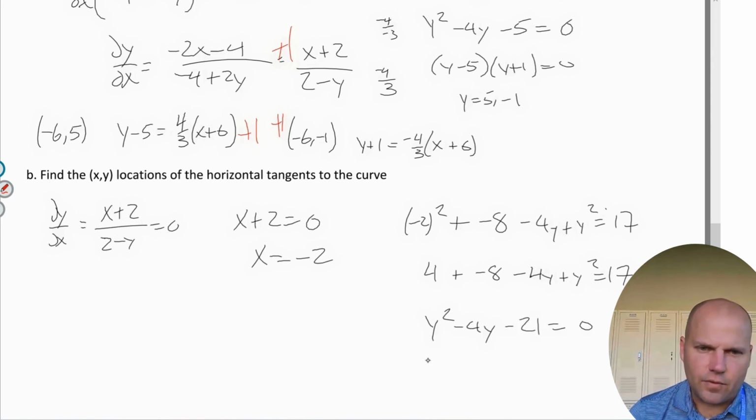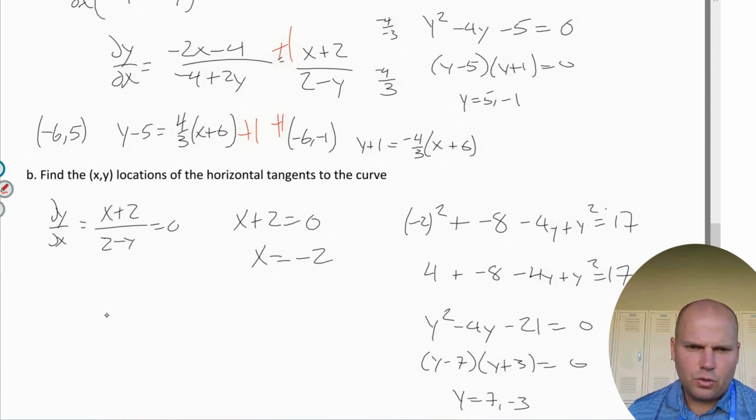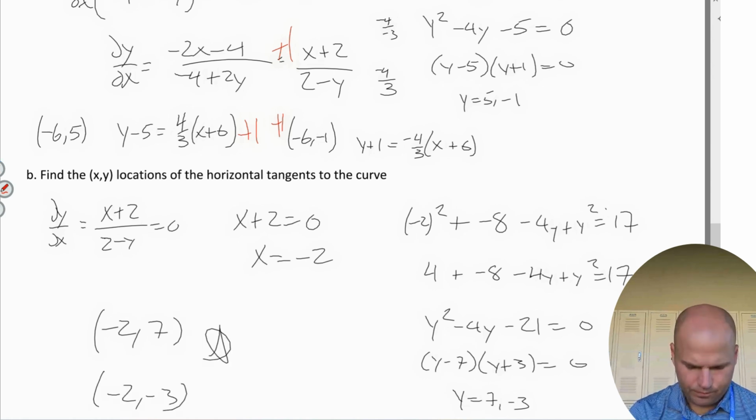We will factor to solve this. Y minus 7, y plus 3. We get our y's are 7 and negative 3. So 2 locations where we have horizontal tangents. And there we go.